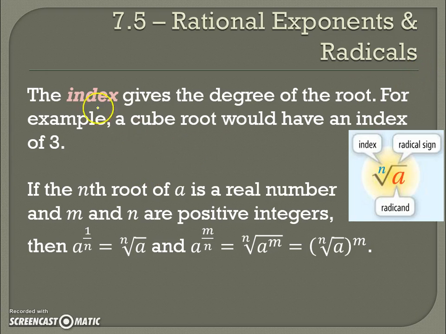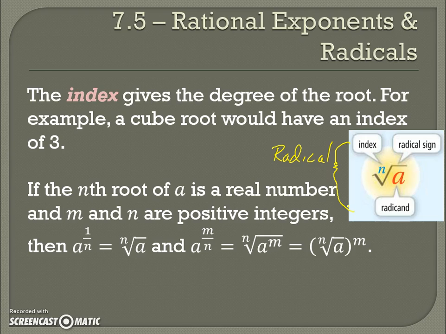So the index, write this down, the index gives the degree of the root. For example, a cube root would have an index of 3. So here, I need you to copy down this little diagram. The index is going to be the little number here. If there is not a number there, then it is assumed to be the square root, in other words, an index of 2. The radical sign is this little check mark thing. The radicand is the A, and then the whole thing together we would call a radical. So you want to make sure you copy down that diagram.